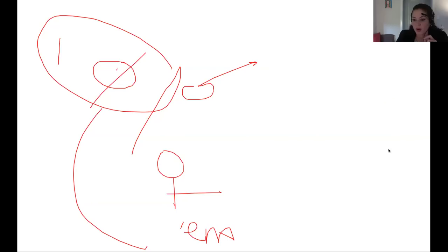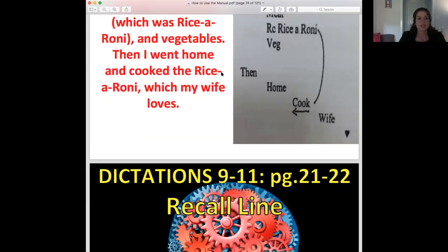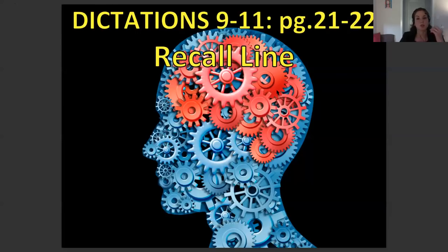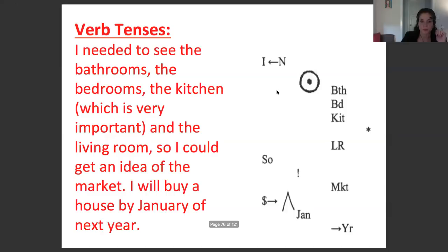Let's go back to the presentation. Again, this is the theory, and we don't want it to be theory. We want it to be coming out of your fingertips. So to practice the recall lines, you can do dictations 9, 10, and 11, and that's found on pages 21 to 22. Okay? Let's now talk about verb tenses.